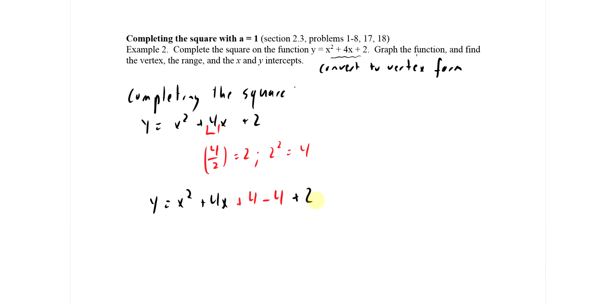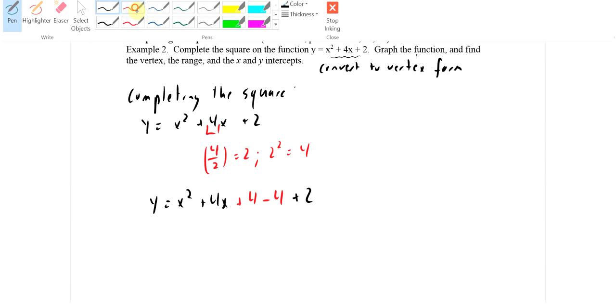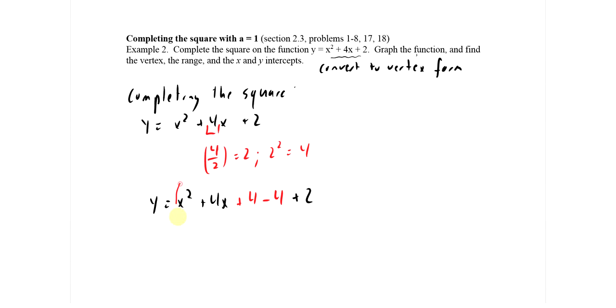So what have I done? Have I actually changed anything? No. If I add 0 to one side of an equation, that doesn't change the equation, right? And 4 minus 4 is 0. But I'm doing this in sort of a sneaky way. Why do I want to do this? Because now the first 3 terms can be factored in a very nice way. And then minus 4 plus 2 is minus 2.